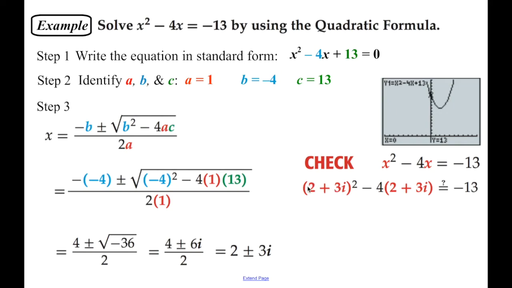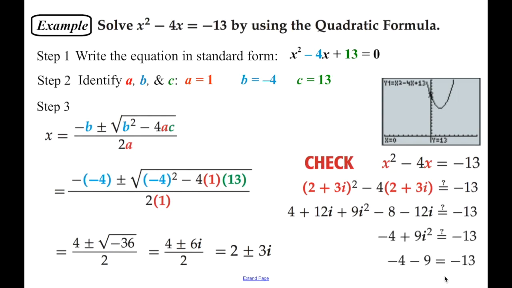And so if I square that and multiply it by negative 4, we're going to check and see if we get negative 13. When we square this, we get 4 plus 12i plus 9i squared. And remember, i squared is a negative 1. So the plus 12i and the minus 12i cancel out. 4 minus 8 is negative 4. And negative 4 minus 9, when we simplify the i squared, gives us a negative 13. So we can see that that does check. You could do the same thing with the 2 minus 3i, and you would get the same value.